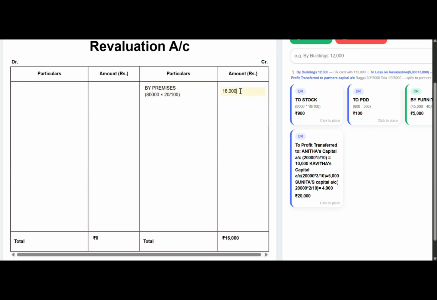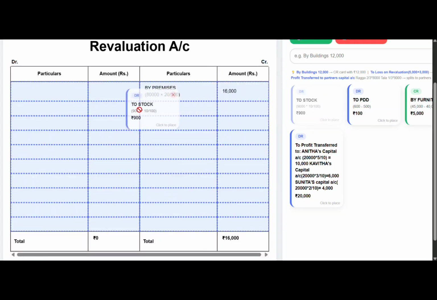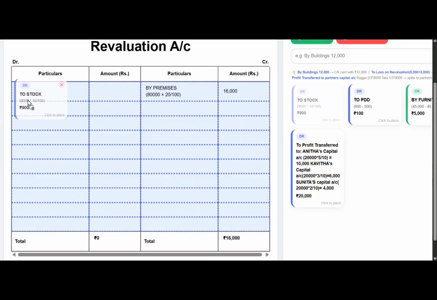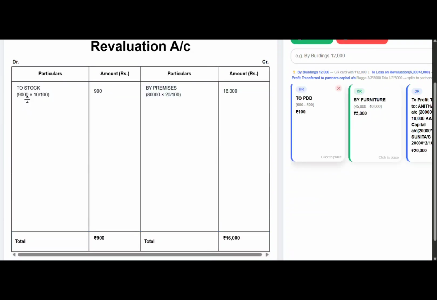Next we have is the stock. Stock is being decreased. So it is the decrease in the value of asset. So write it on the debit side of the revaluation account. That is 9,000 into 10 by 100, which will be 900 on the debit side.